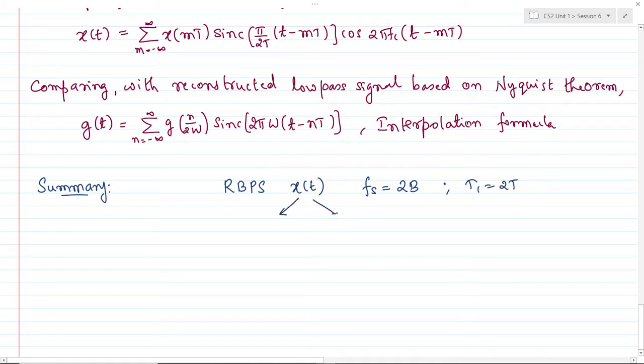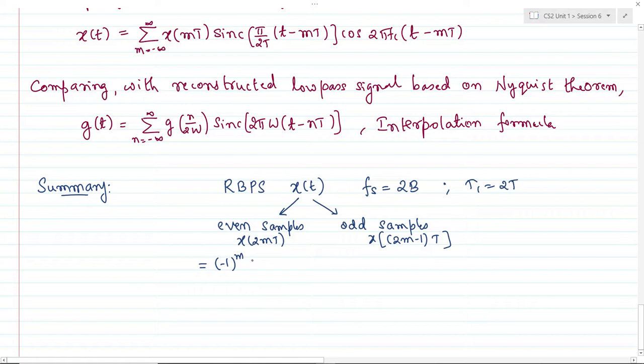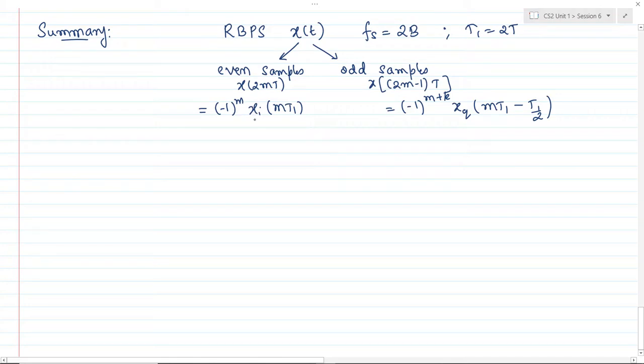Even samples were represented as 2mt. For the odd samples we replaced n with 2m minus 1, and accordingly, based on a few equivalences, we concluded that this is equivalent to minus 1 to the power m times xi of mt1, and this is equivalent to minus 1 to the power m plus k times xq of mt1 minus t1 by 2. So this proved that the even samples of this bandpass signal are represented by its in-phase samples, and the odd samples are represented by the samples of the quadrature components. After this we tried to reconstruct the signal back by taking these in-phase and quadrature components.